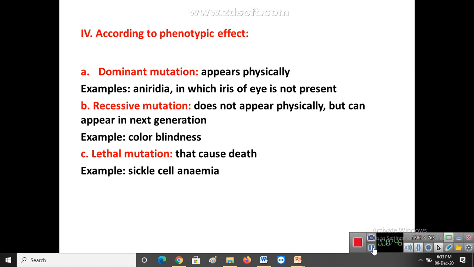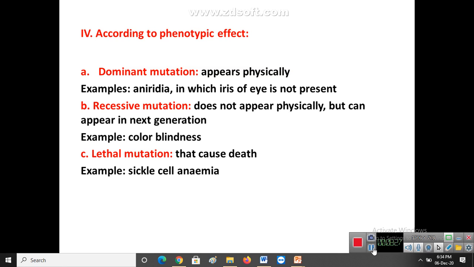According to the phenotypic effect, the mutation may be of the following types. First one is the dominant mutation. When the mutation appears physically or phenotypically, it is known as dominant mutation. For example, in man, a disease called aniridia, in which the iris of the eye is not present. It is an example of the dominant mutation. Second, recessive mutation. When the mutation does not appear physically, it is called recessive mutation, but it can appear in the next generation. For example, color blindness.